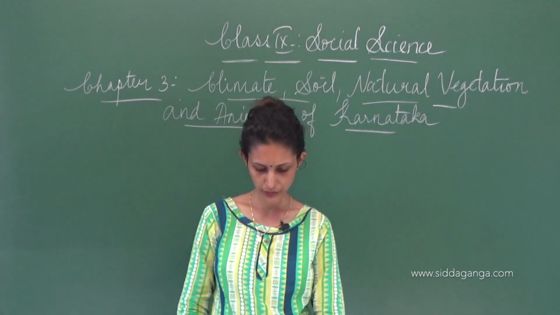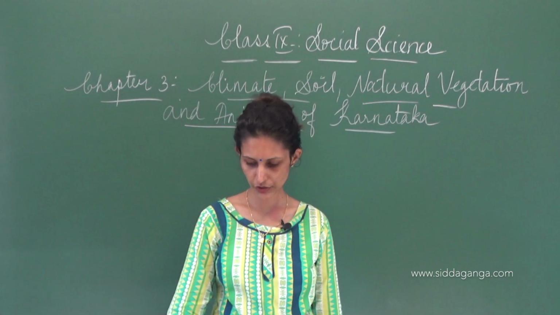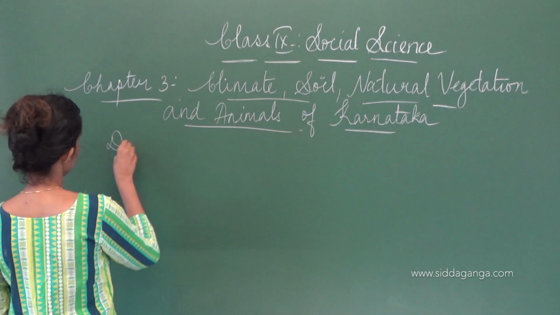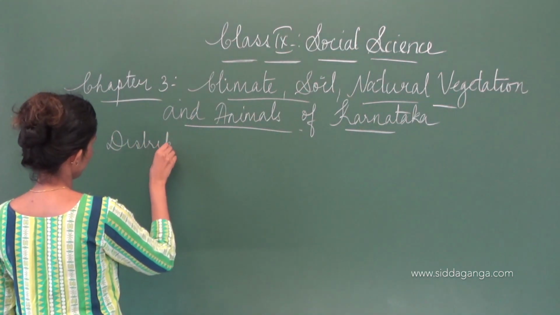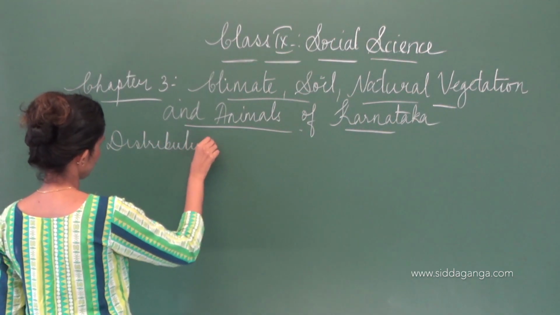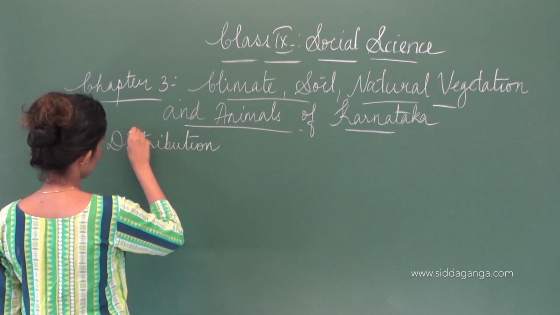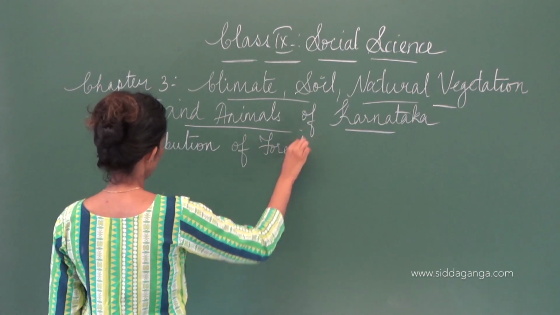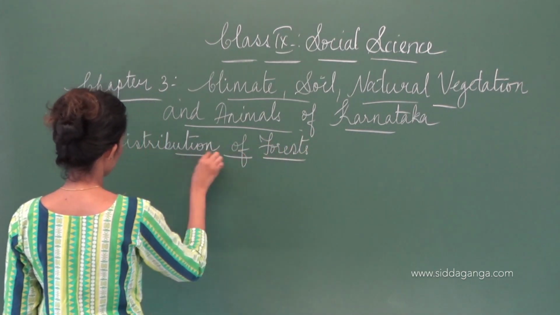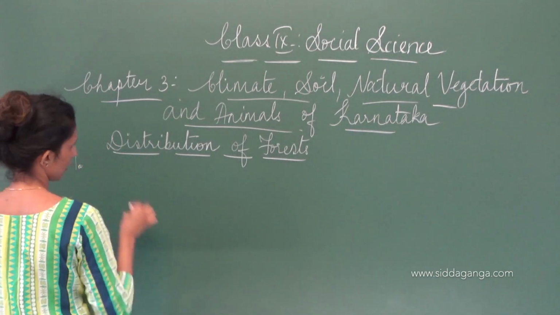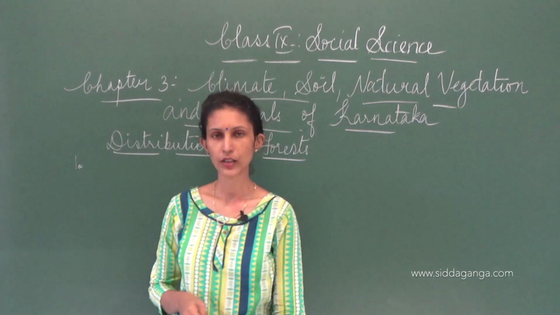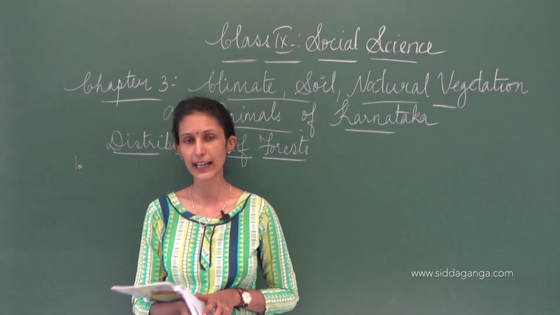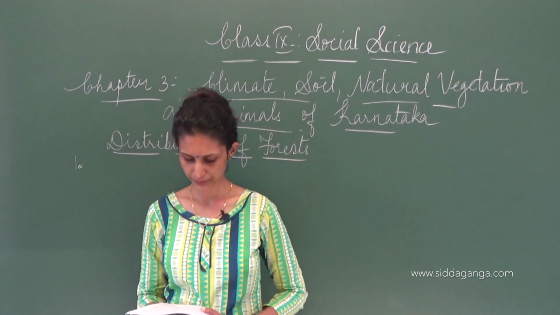All right. Now we will move on to distribution of forest today, and then we will move further. The first point is, we had discussed the 4 types there: evergreen, deciduous, mixed, and grasslands and shrubs.